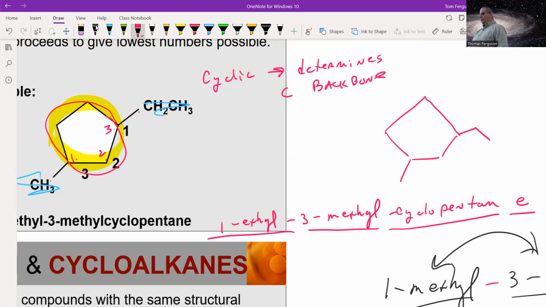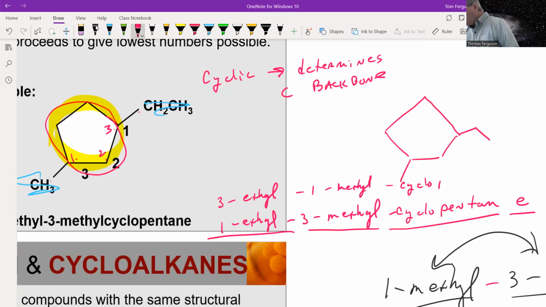cyclopentane. The other way, if we use the other numbering scheme, we'd have 3-ethyl, 1-methyl, cyclopentane. The bottom one is the preferred one, because it starts with a lower number. But the main thing, as soon as you see a cycle, you automatically know the backbone. Boom.